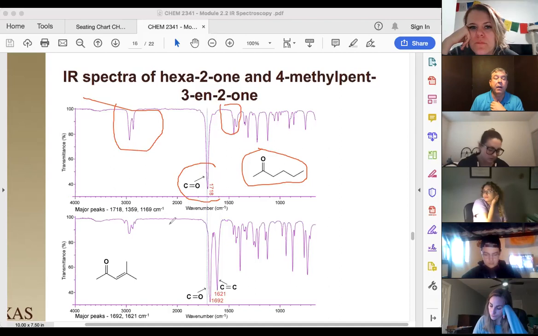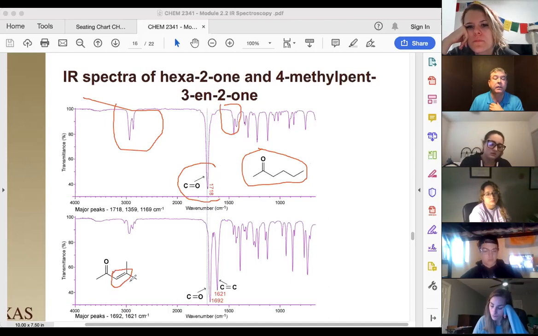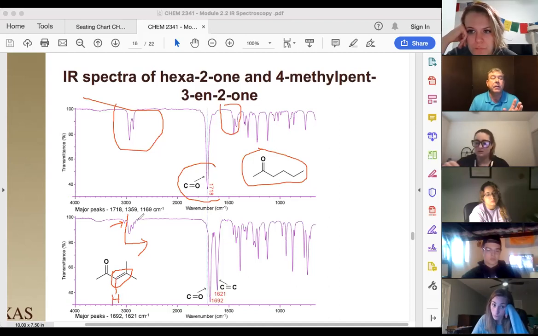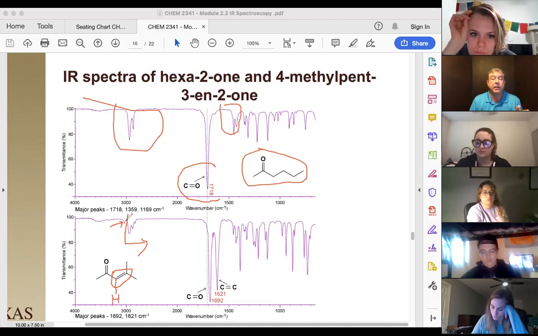Now if we take this compound, which only had aliphatic hydrogens, and now we add an alkene to it, how does it change? Well, the first thing that changes is these are all of our alkane hydrogens, but notice we have a peak up here. That's the alkene hydrogen. That's this hydrogen right here on the double bond. So we already know we have an alkene because we have a peak above 3000.